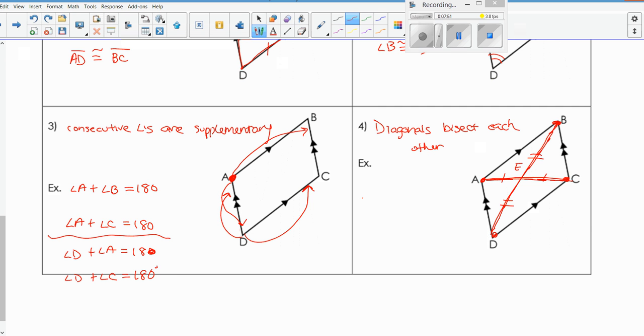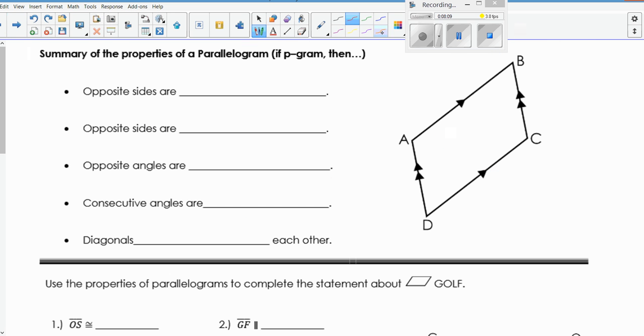That means that I would say segment AE is congruent to segment EC. I could also say that segment BE is congruent to segment ED. Okay? Flip over your paper. So let's sum up what we just realized.